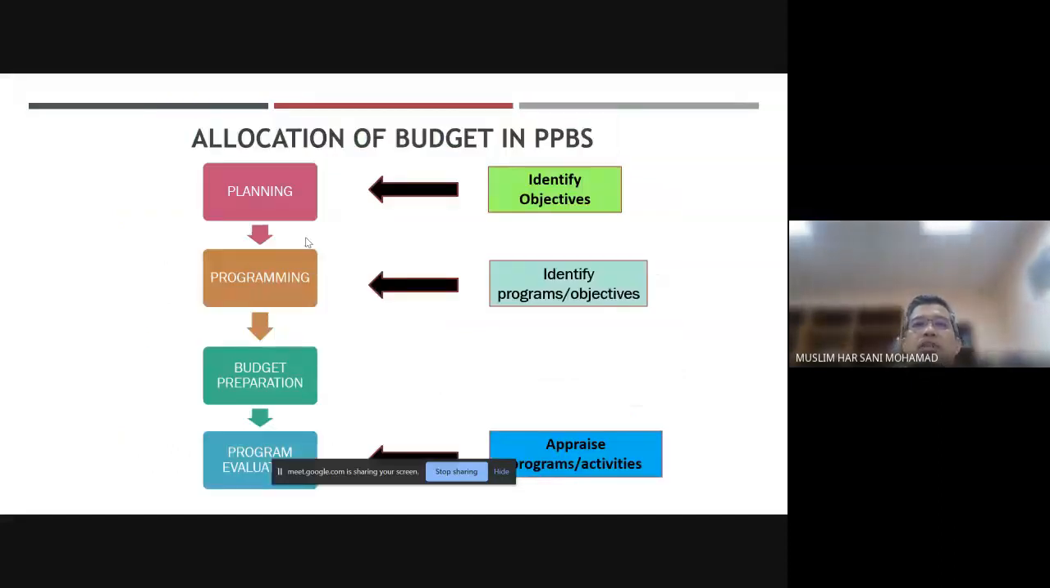Okay, so what are the processes? First is planning, identifying objectives, and then programming. You can see the objective is definitely at the government level. So what does the government need to focus on?